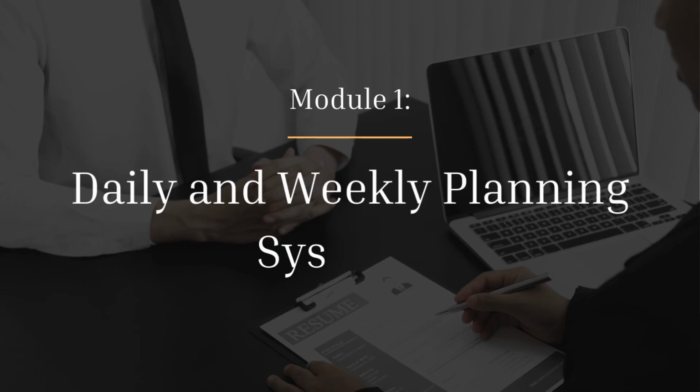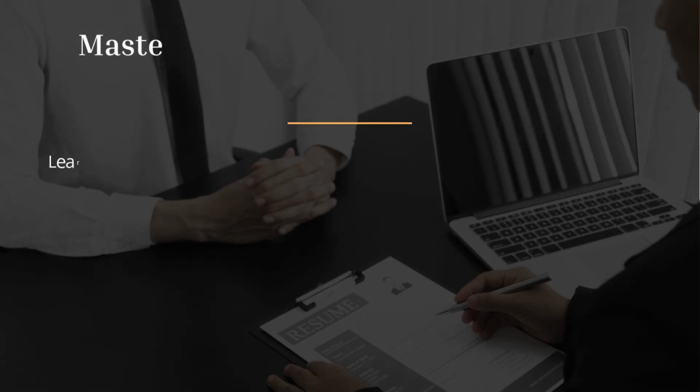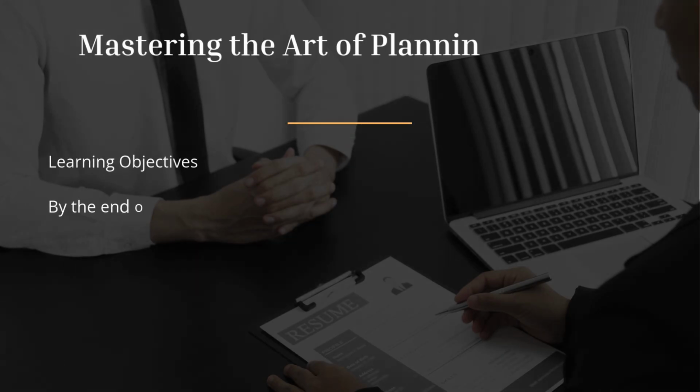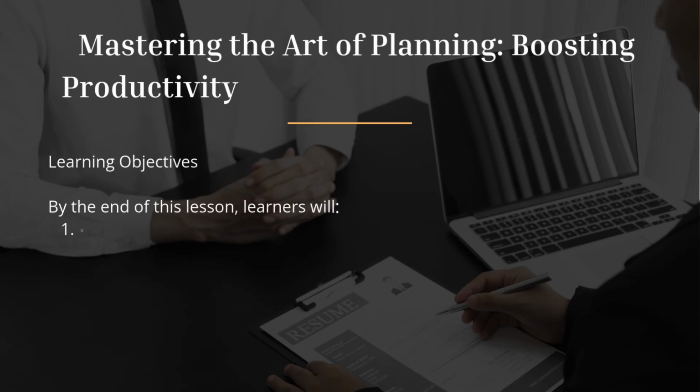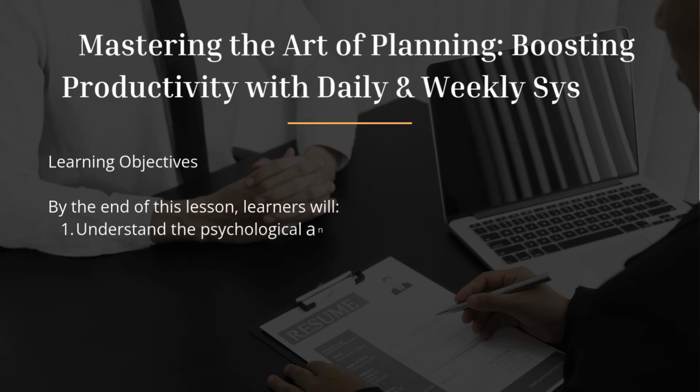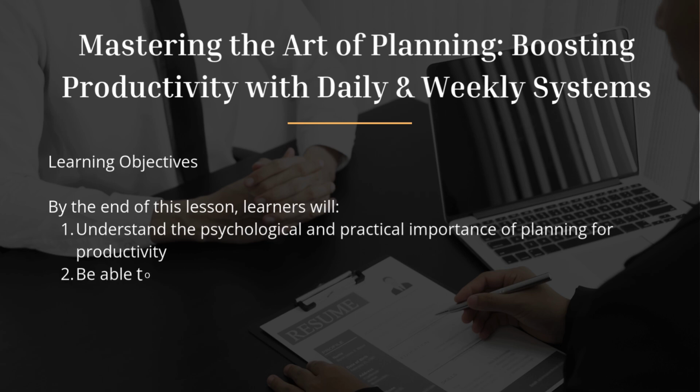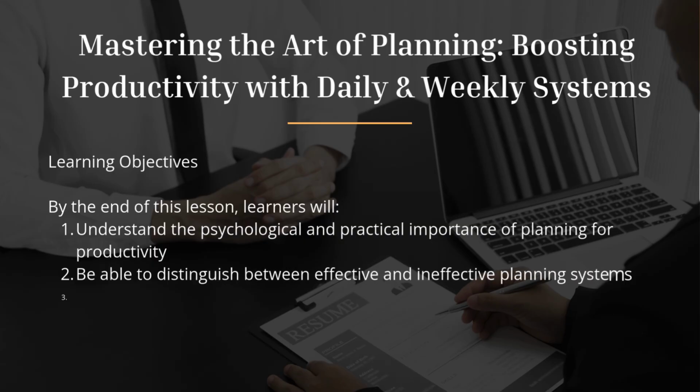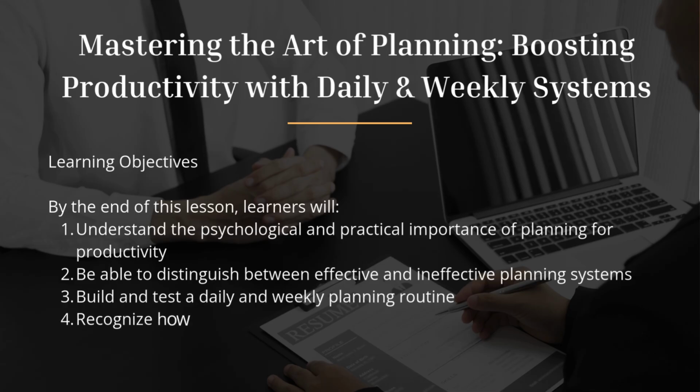Module 1. Daily and Weekly Planning Systems. Mastering the art of planning, boosting productivity with daily and weekly systems. Learning objectives. By the end of this lesson, learners will understand the psychological and practical importance of planning for productivity, be able to distinguish between effective and ineffective planning systems, build and test a daily and weekly planning routine, and recognize how planning directly contributes to measurable productivity improvements.